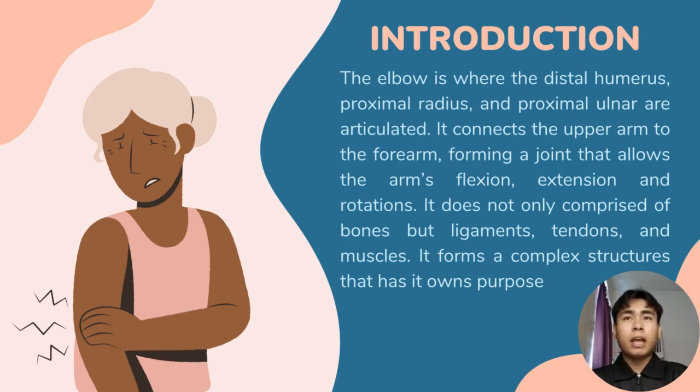First, the elbow is where the distal humerus, the proximal ulna, and the radius articulate. In other words, the upper arm and the forearm form a joint that allows forearm flexion, extension, and rotation. This anatomical region is comprised not only of bones, but also ligaments, tendons, and muscles that allow the elbow to serve its purpose. Therefore, it is important to understand the anatomy and the physiology of the elbow.